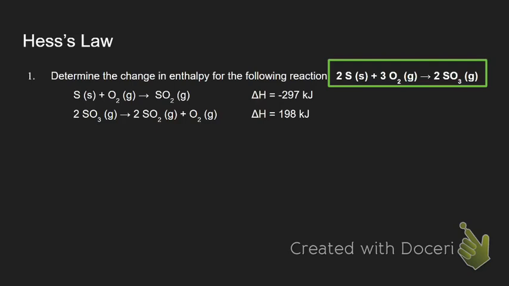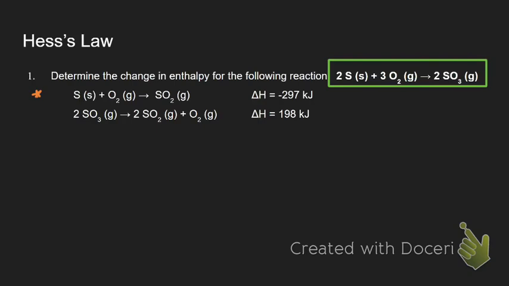for this first step reaction, I have sulfur plus oxygen makes sulfur dioxide. Okay, so looking at the overall reaction, I have a sulfur on the reactant side, but there's 2 of them. And I also have 3 oxygens and 2 SO3s. So for something like this, I'm a little bit limited in what I can do for the first step reaction. But I do know that I'm going to need 2 sulfurs.